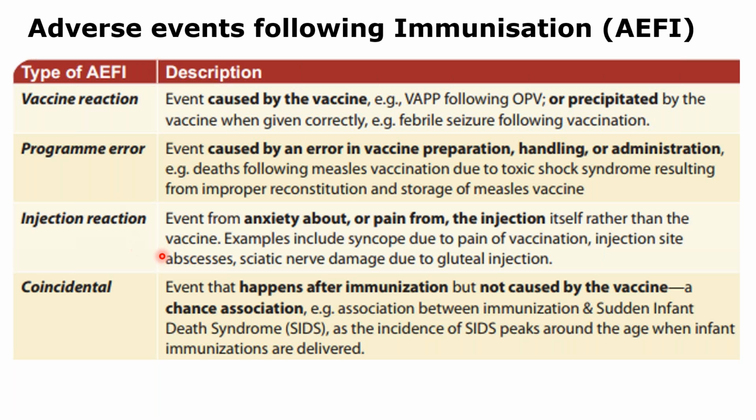There's something called injection reaction. These are events resulting from anxiety about or pain from the injection itself rather than the vaccine. Okay. So some children are so afraid of vaccines. So looking at the injection, they can have syncope due to the pain of vaccination or injection site abscesses if they are there. Okay, or sciatic nerve damage if someone gives gluteal injection, though gluteal injections are no longer recommended for vaccination of any kind.